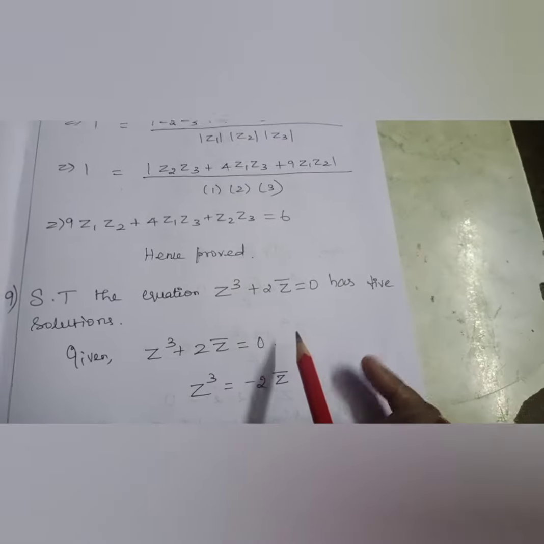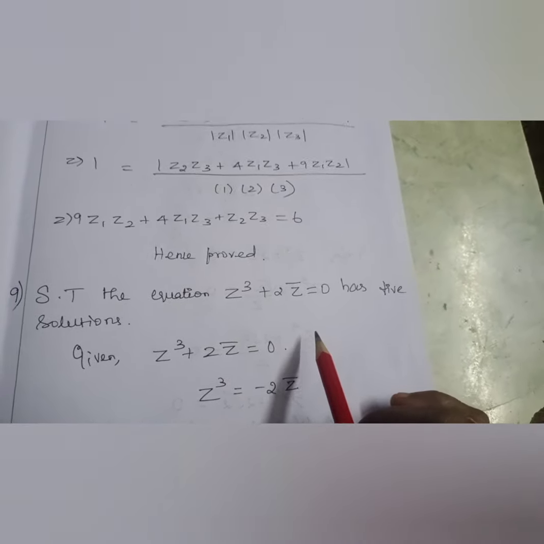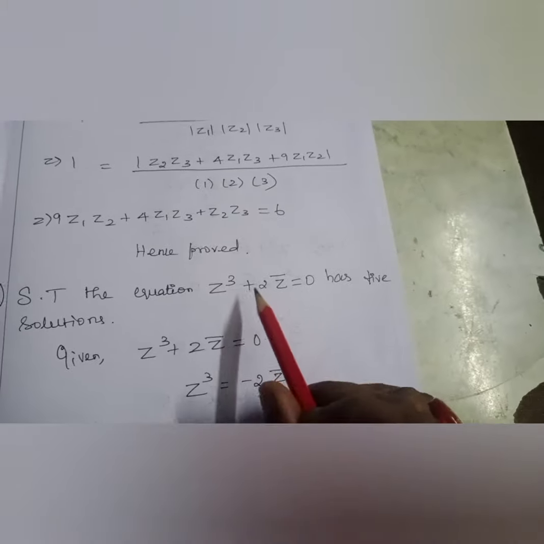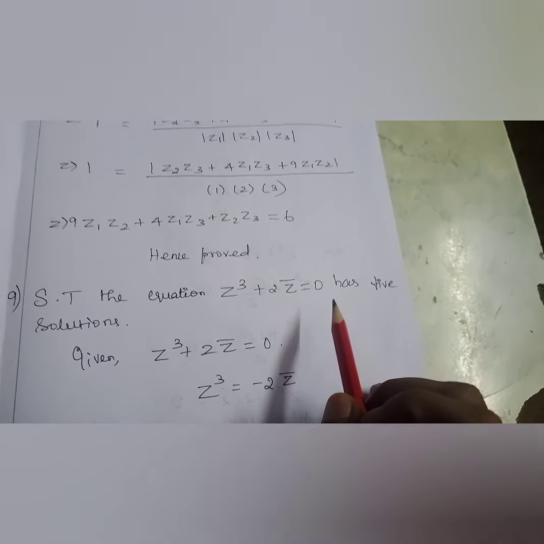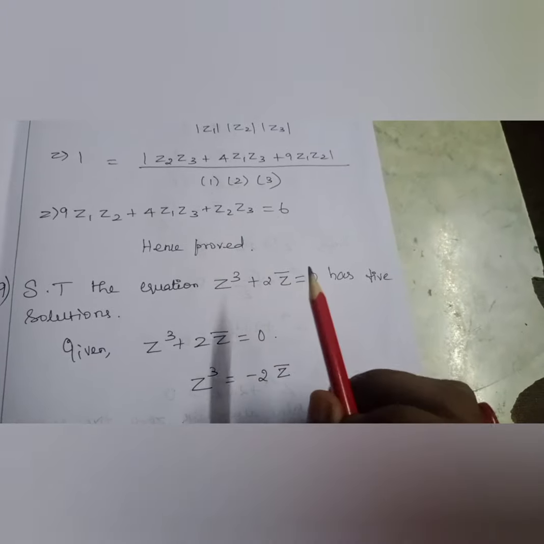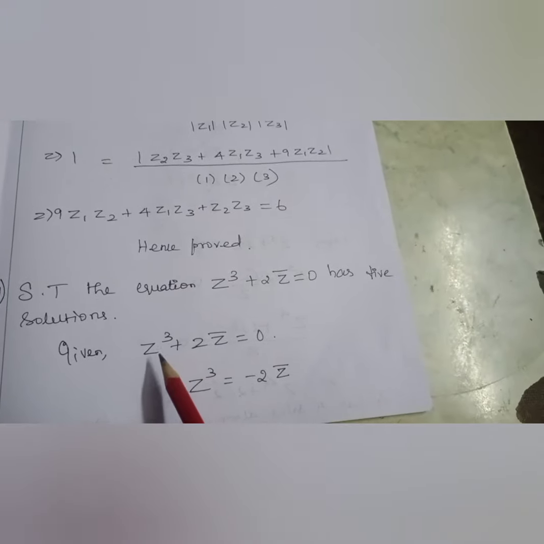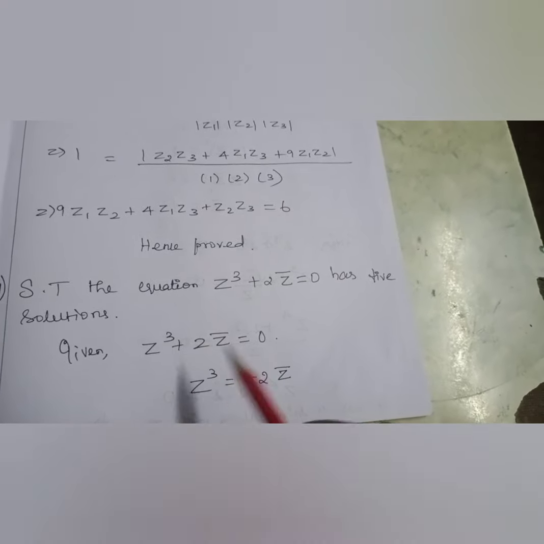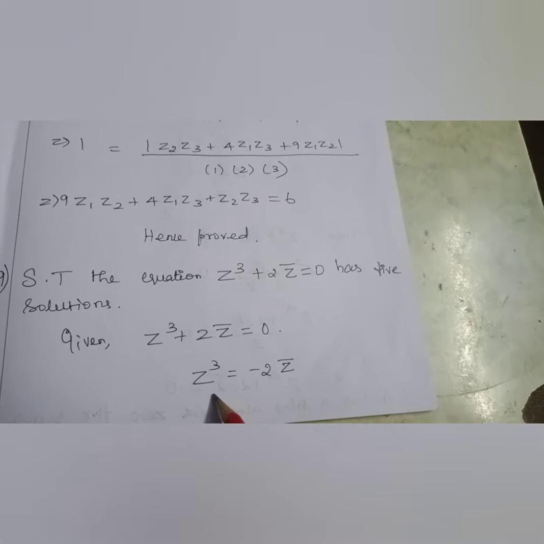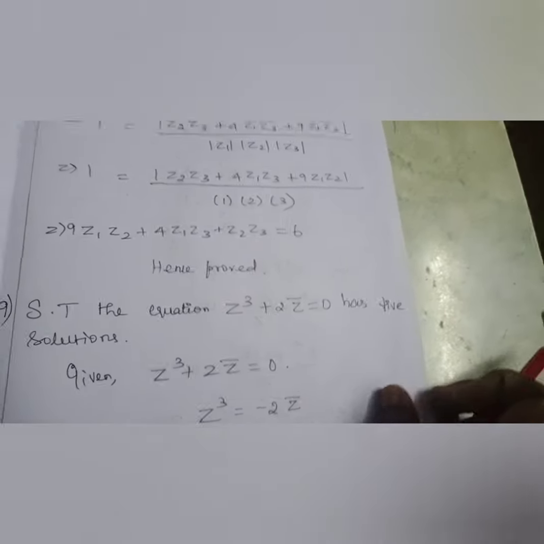Okay. Now ninth sum. This is also a very important 5 mark sum. Show that the equation z cube plus 2 z bar is equal to 0 has 5 solutions. So we have to prove that this particular equation has got 5 solutions. So given z cube plus 2 z bar is equal to 0, I will take this 2 z bar to the other side, making the equation z cube is equal to minus 2 z bar.